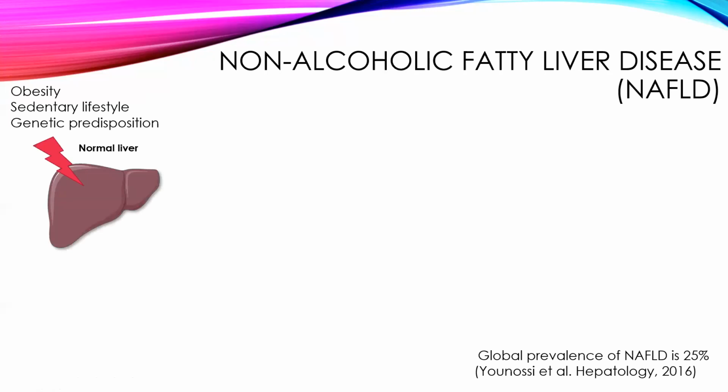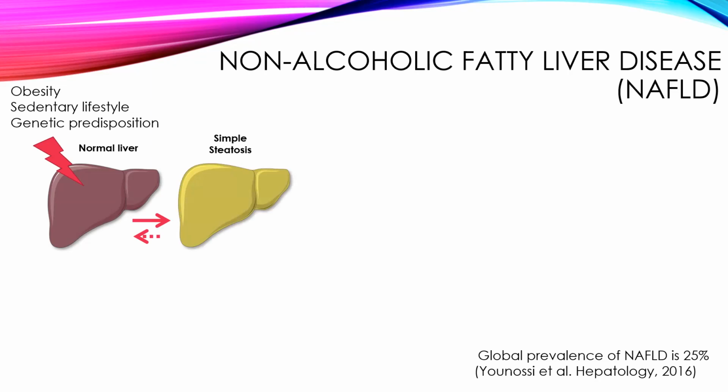So non-alcoholic fatty liver disease starts off due to different factors, the main one being obesity and metabolic alterations in the organism. It can also be due to sedentary lifestyle, so lack of exercise and poor diet. And in some cases, some patients develop NAFLD due to genetic predispositions, but it is a bit more rare.